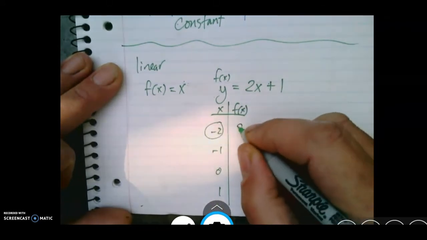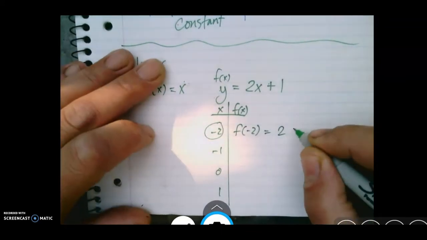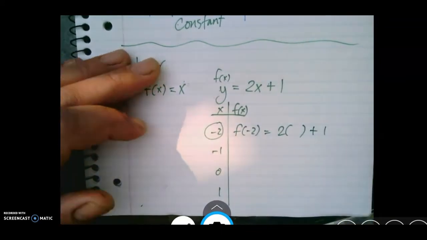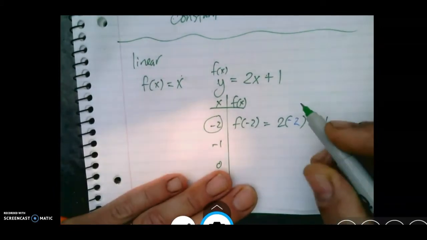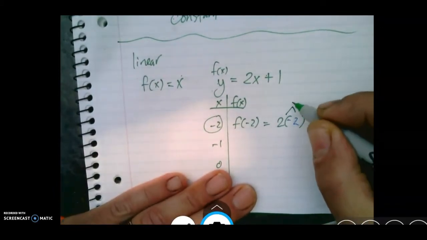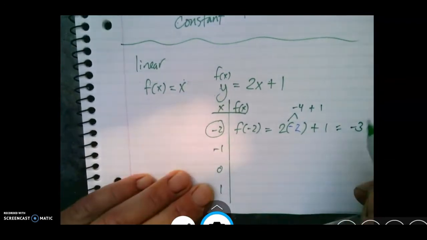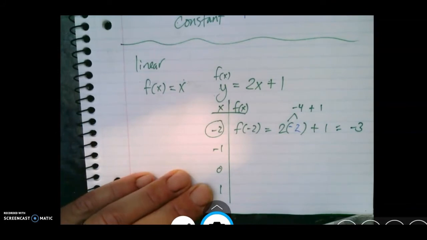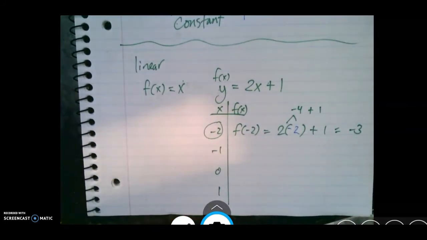Again, the whole idea is f of -2 means take this function, and instead of x, we're going to put in -2. And then we simplify this. 2 times -2 is -4 plus 1, which gives us -3. Okay, so -2, -3 is 1 point. We plug in -1. I'll go ahead and let you do the rest of those. Go ahead and pause the video right now and see if you get the rest, and I'll fill them in as well.